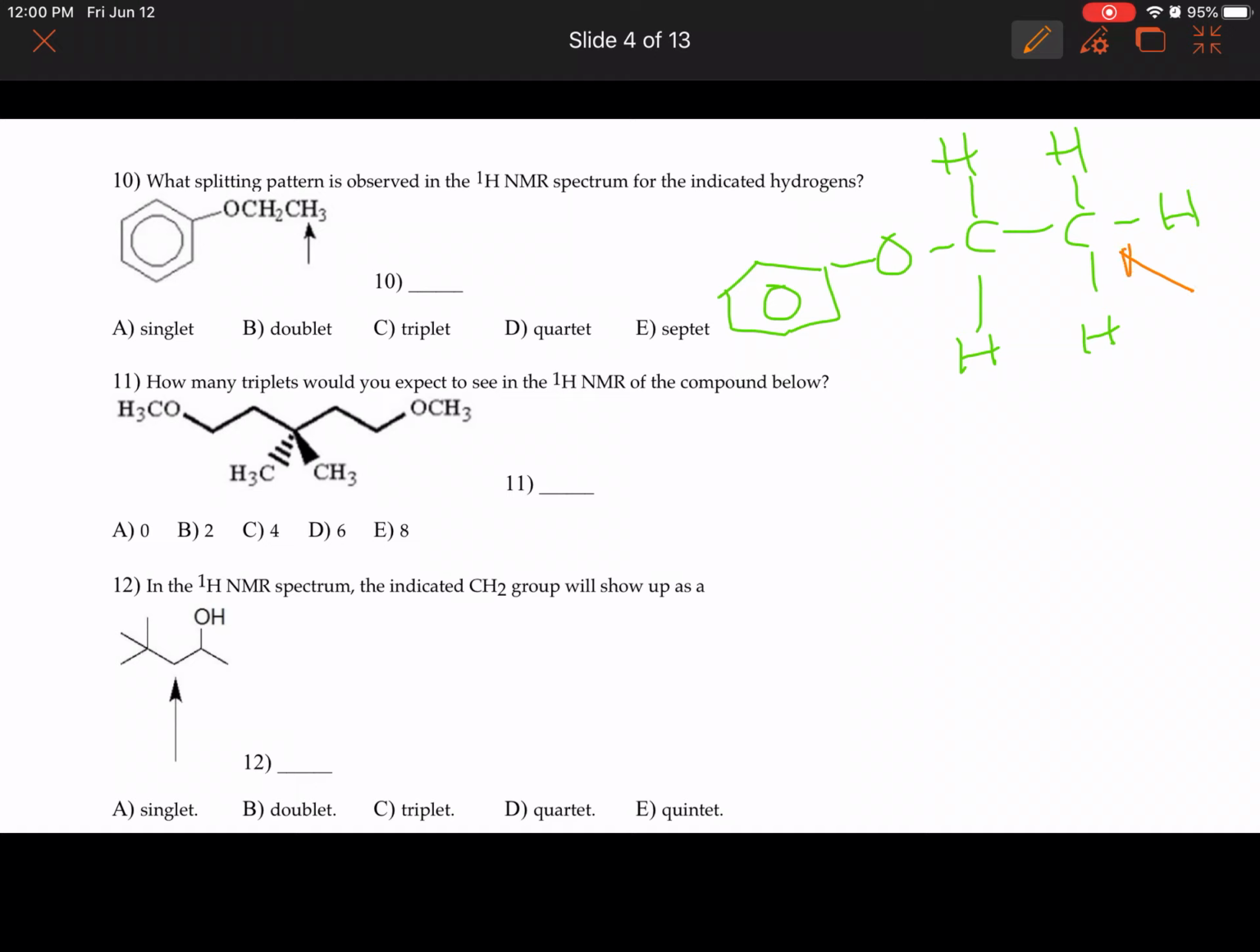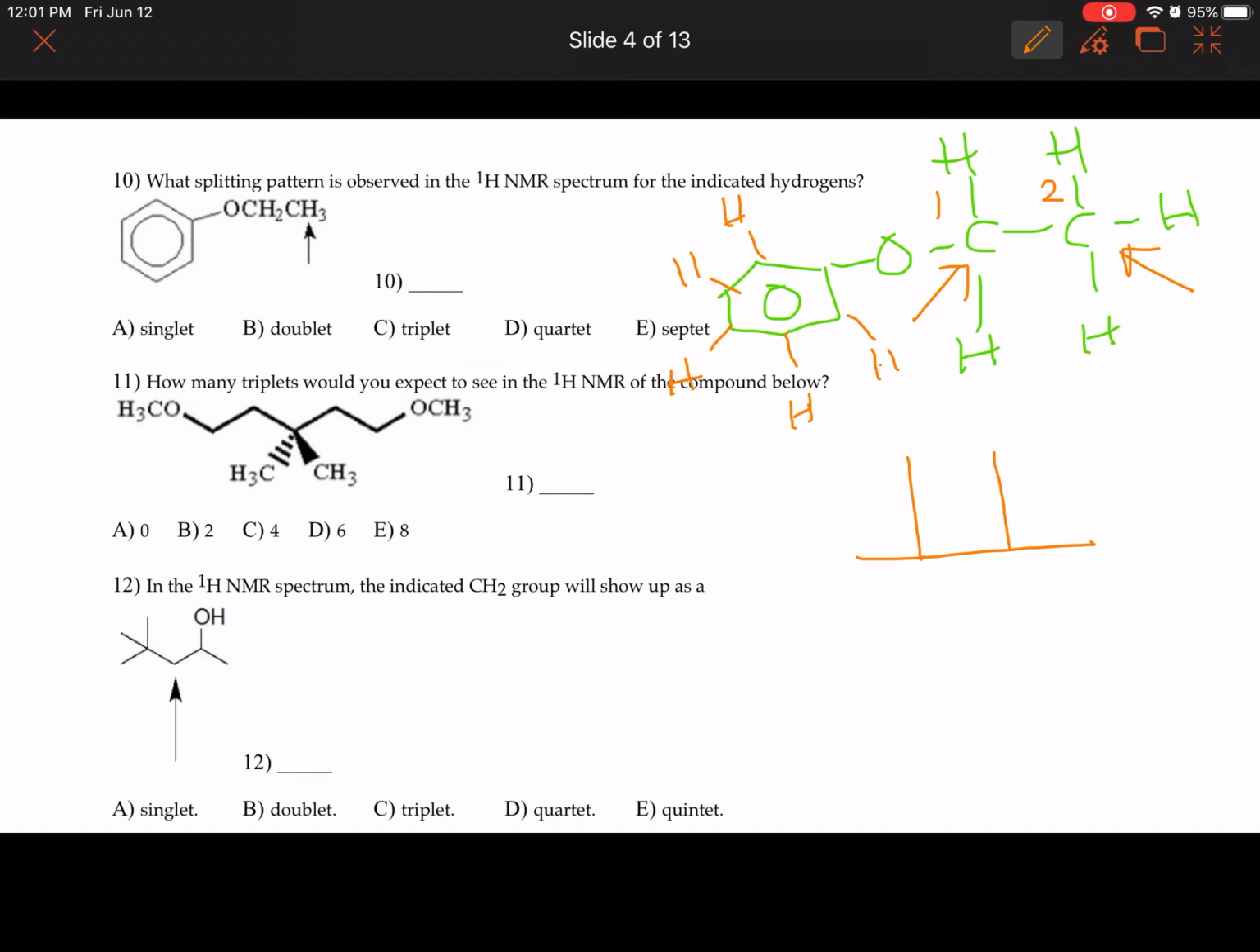Like this is a different environment and this is a different environment, and then you have hydrogens on the benzene. This might separate the hydrogens in the benzene ring into different environments because it is connected to an electron withdrawing oxygen atom, right? So let's forget about the hydrogens on the benzene ring, but let's look at hydrogens on your ethyl group. So the carbon 1, carbon 2. If you look at carbon 1 and 2, you would see 2 different signals on the NMR spectrum.